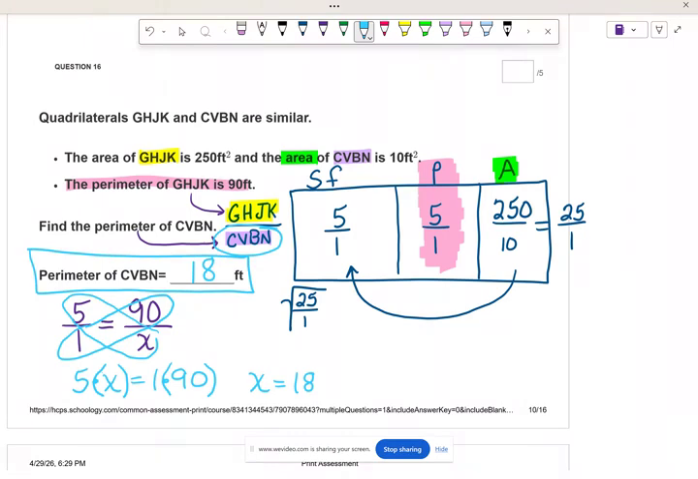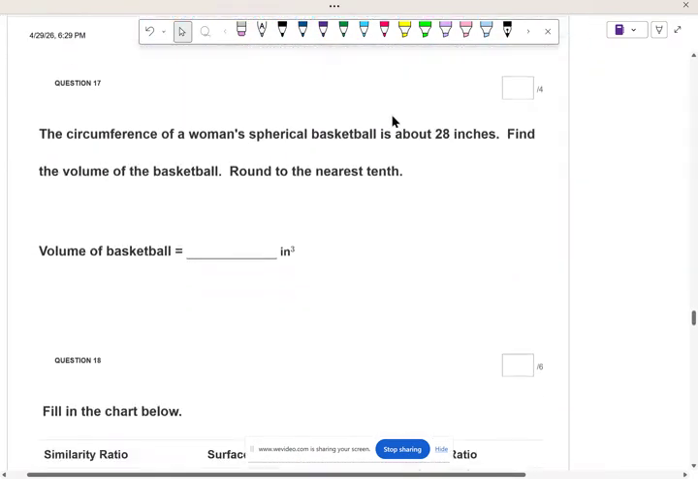All right. I love those problems. They're my favorite in this unit. I love to cross multiply, and I love making the charts. Okay, number 17. Let's keep on going.